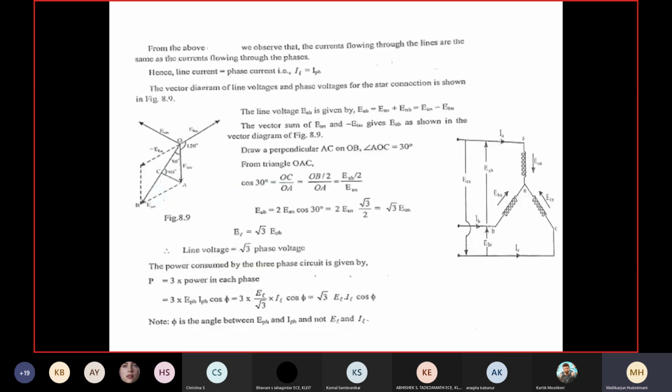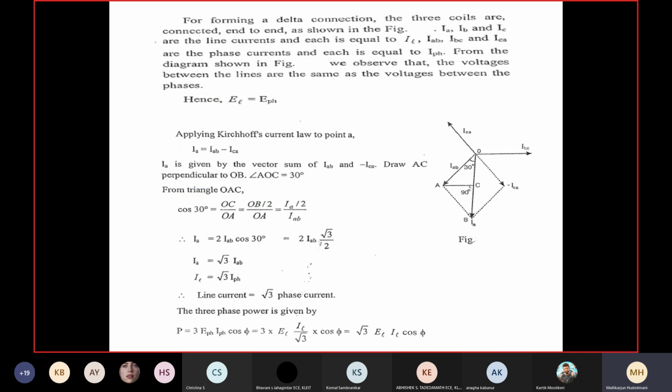The same equation I had here, root 3 EL IL cos phi, but the magnitudes of EL and IL are different. The equation is generic; the equation is the same. 3-phase power is root 3 EL IL cos phi, no doubt, whether it is a star connection or a delta connection. Definitely voltage and currents are not the same. In case of delta, we find line voltage is the same as phase voltage, line current is root 3 times the phase current, and power is root 3 EL IL cos phi.